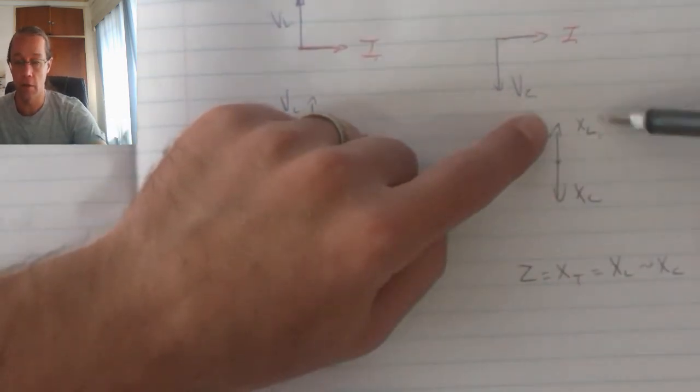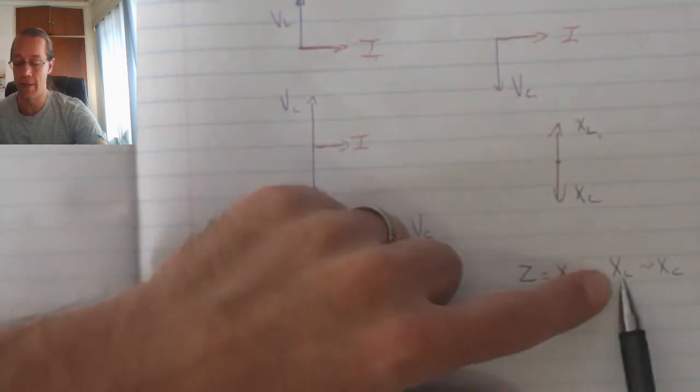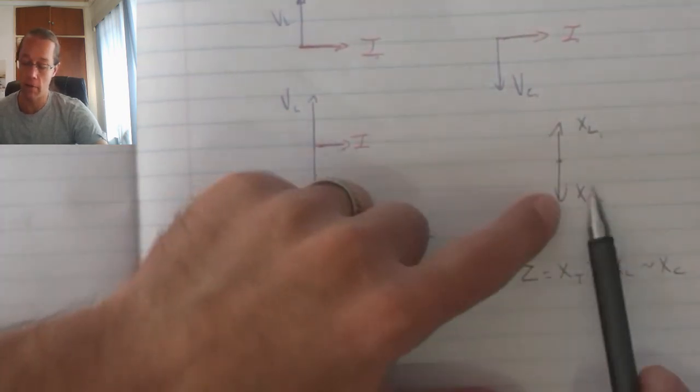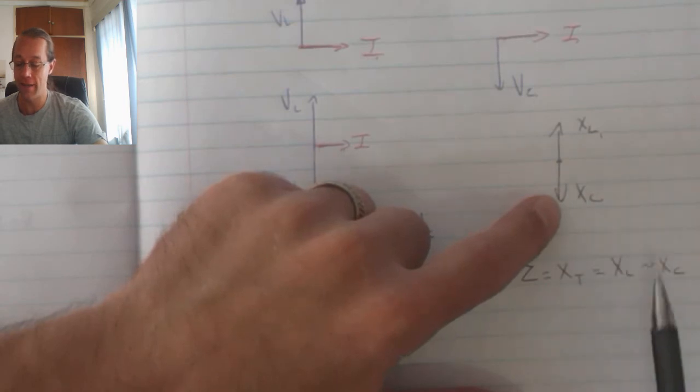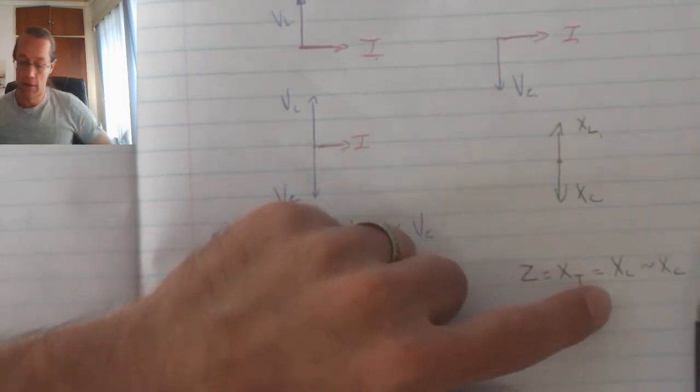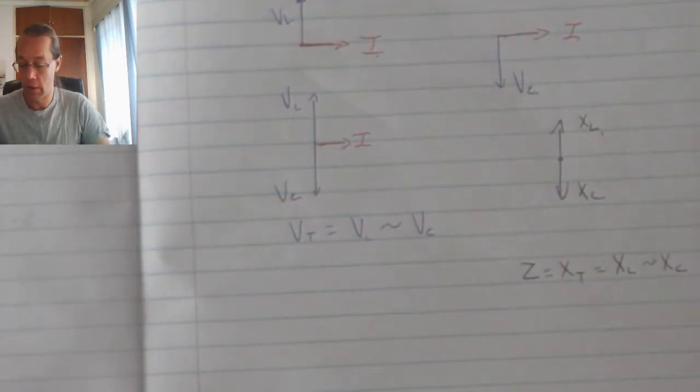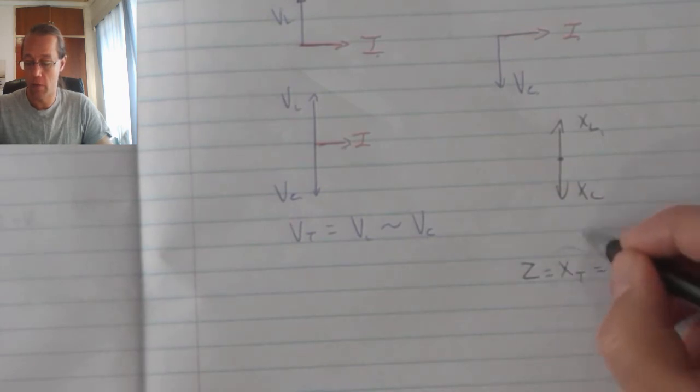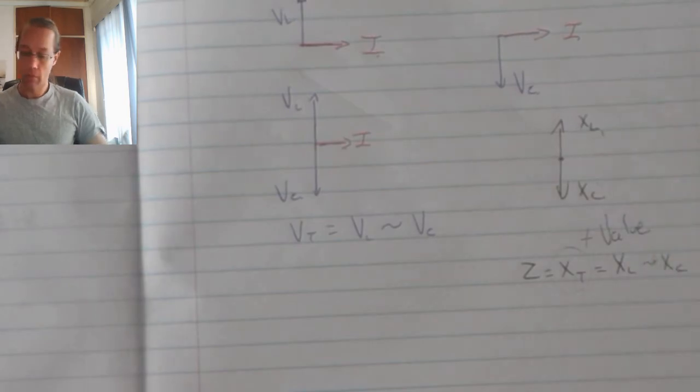So if the inductive reactance is greater, we're going to say XL minus XC. If the capacitive reactance is greater, we're going to say XC minus XL. It's important that this answer must always have a positive value.